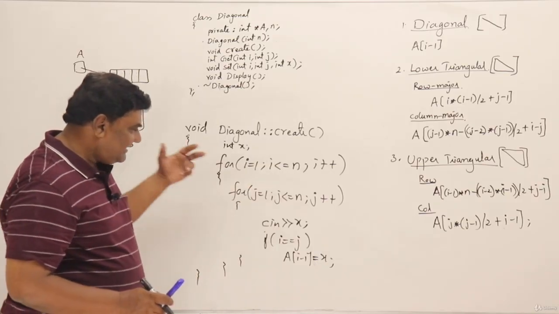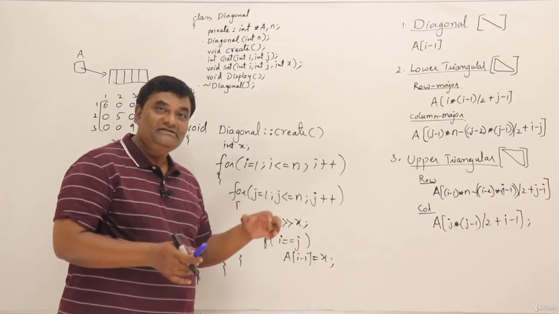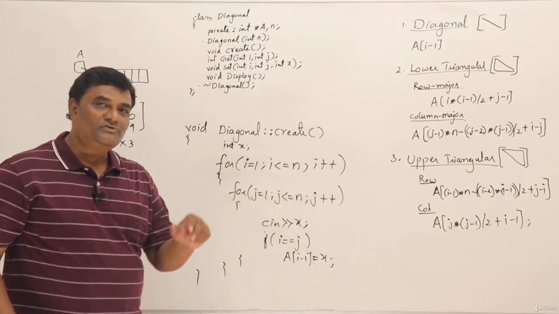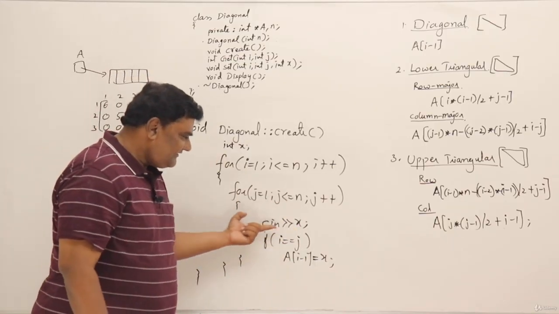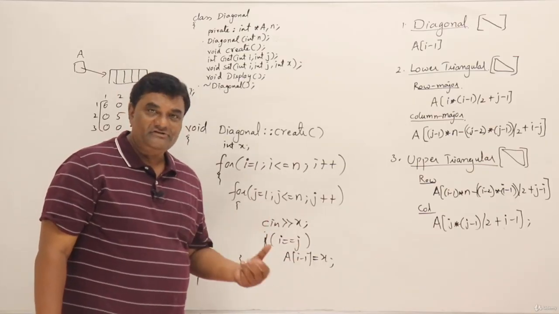My program is deciding whether to store or not to store by checking the condition that if i is equal to j, then store the elements, otherwise don't store, just ignore it. Take the value but don't store it because the other values are zeros. This is how I have framed the procedure.